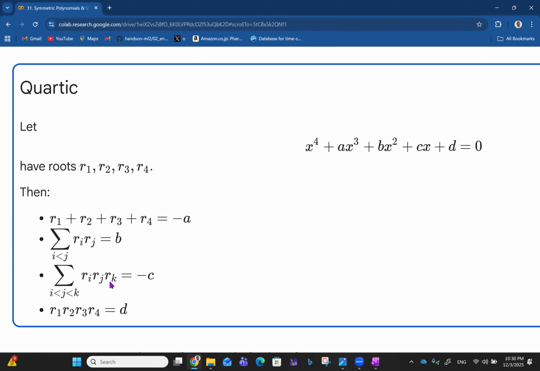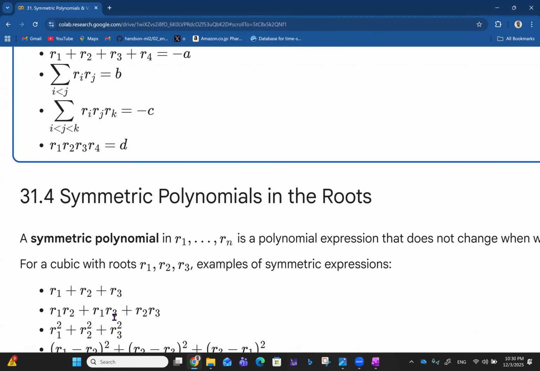So for E3 now, we have R1 R2 R3 plus R1 R2 R4 plus R2 R3 R4, and that is equal to minus C. And then you multiply all the 4, and that is going to give you D. So minus A plus B minus C plus D. And that's how it goes for quartic.